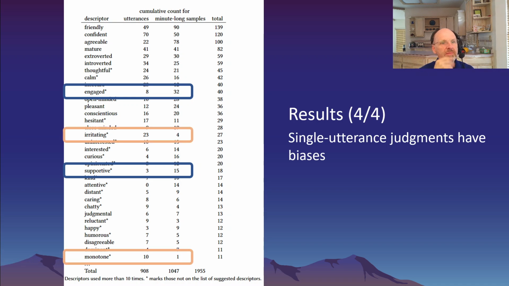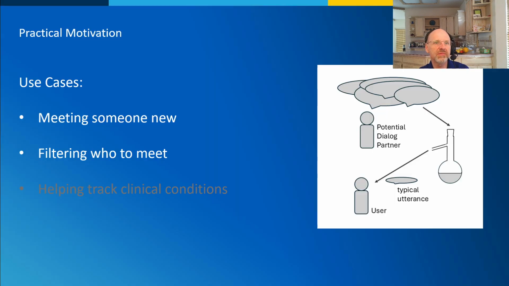Another limitation is that things like irritating and monotone were much more chosen in the single utterance condition than in the overall condition. That is to say, if you listen to a single utterance of somebody in isolation, you may misperceive them to be irritating or monotone or somebody you wouldn't want to interact with. So that's a limitation. We did find, however, that this bias decreased over the course of the 4-hour experiment. So with more exposure, the bias is less prevalent.